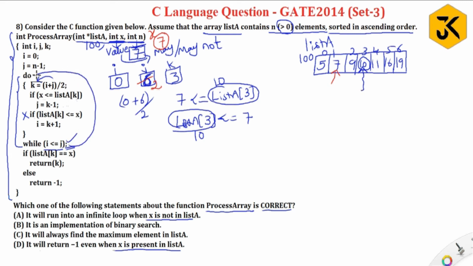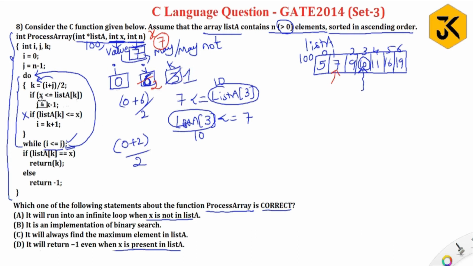Then once again it is going to execute this block. Then once again the k value will be found. What is the k value? 0 plus 2 by 2, which is 1. That 1 will be updated to the k variable.